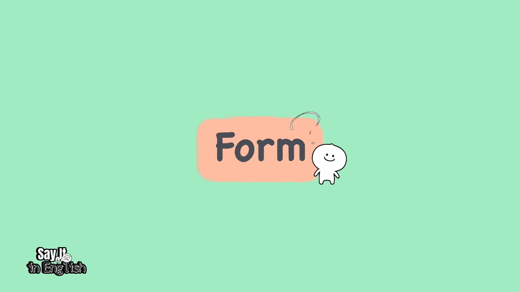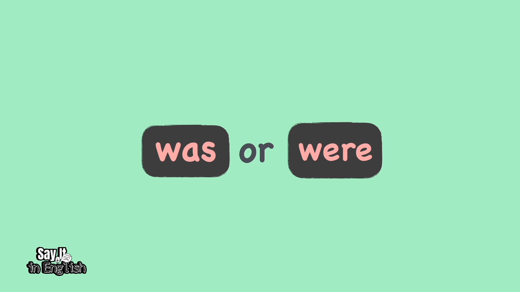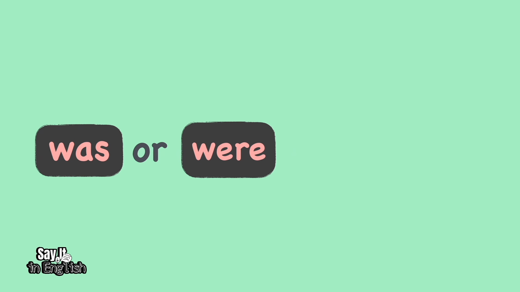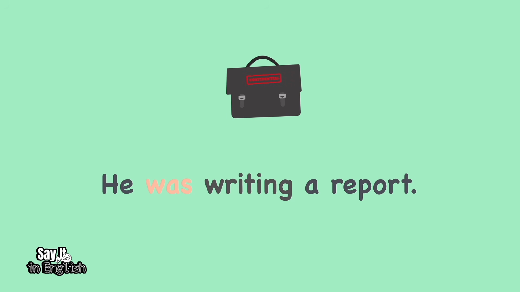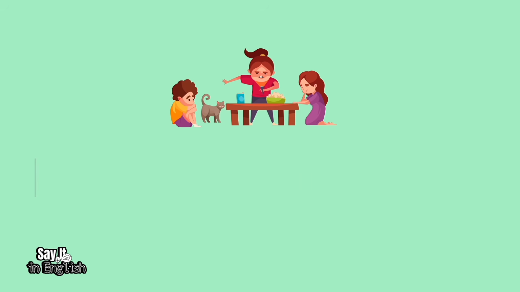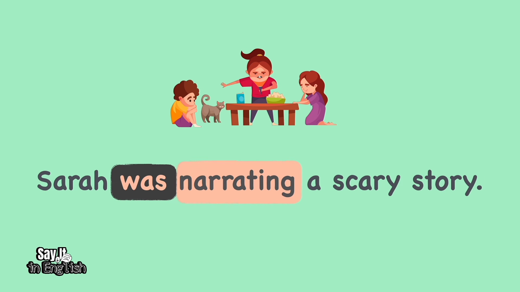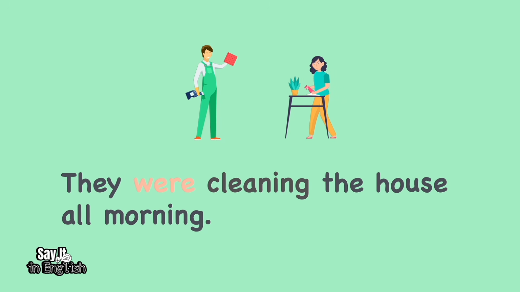How do we form the past progressive in English? We form the past progressive using the past form of the be verb, was or were, and a verb ending in ing. For example, he was writing a report. Sarah was narrating a scary story. They were cleaning the house all morning.